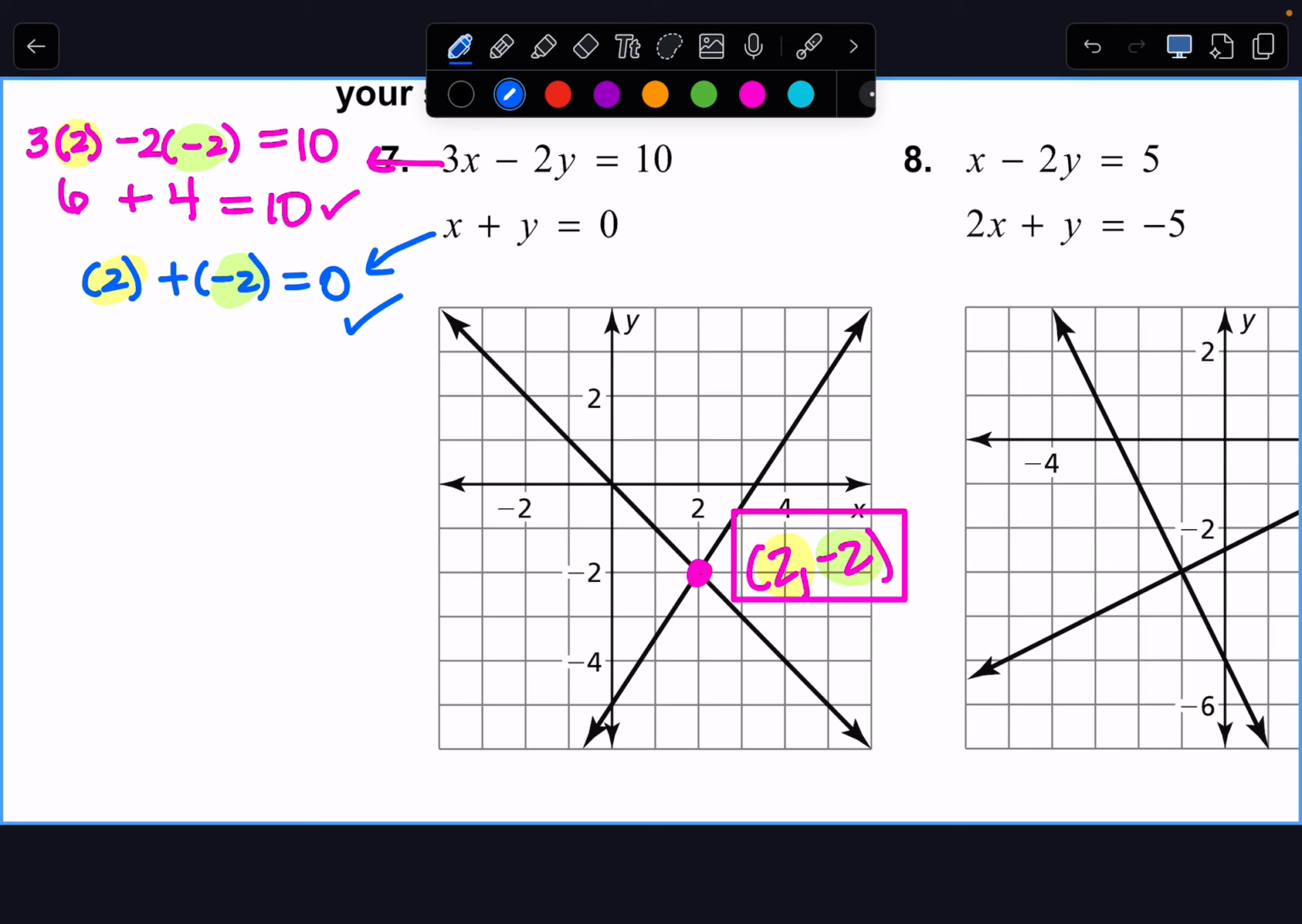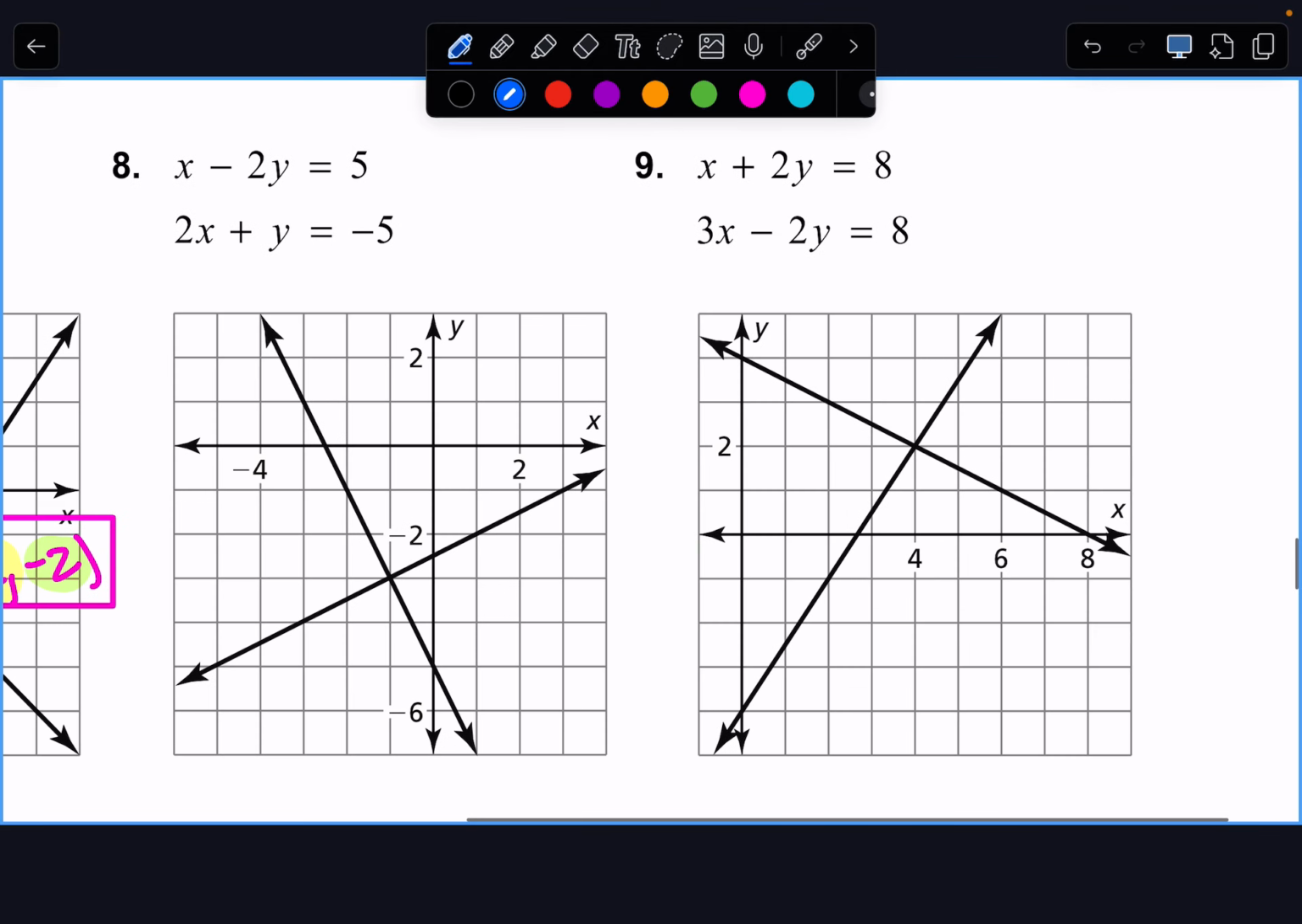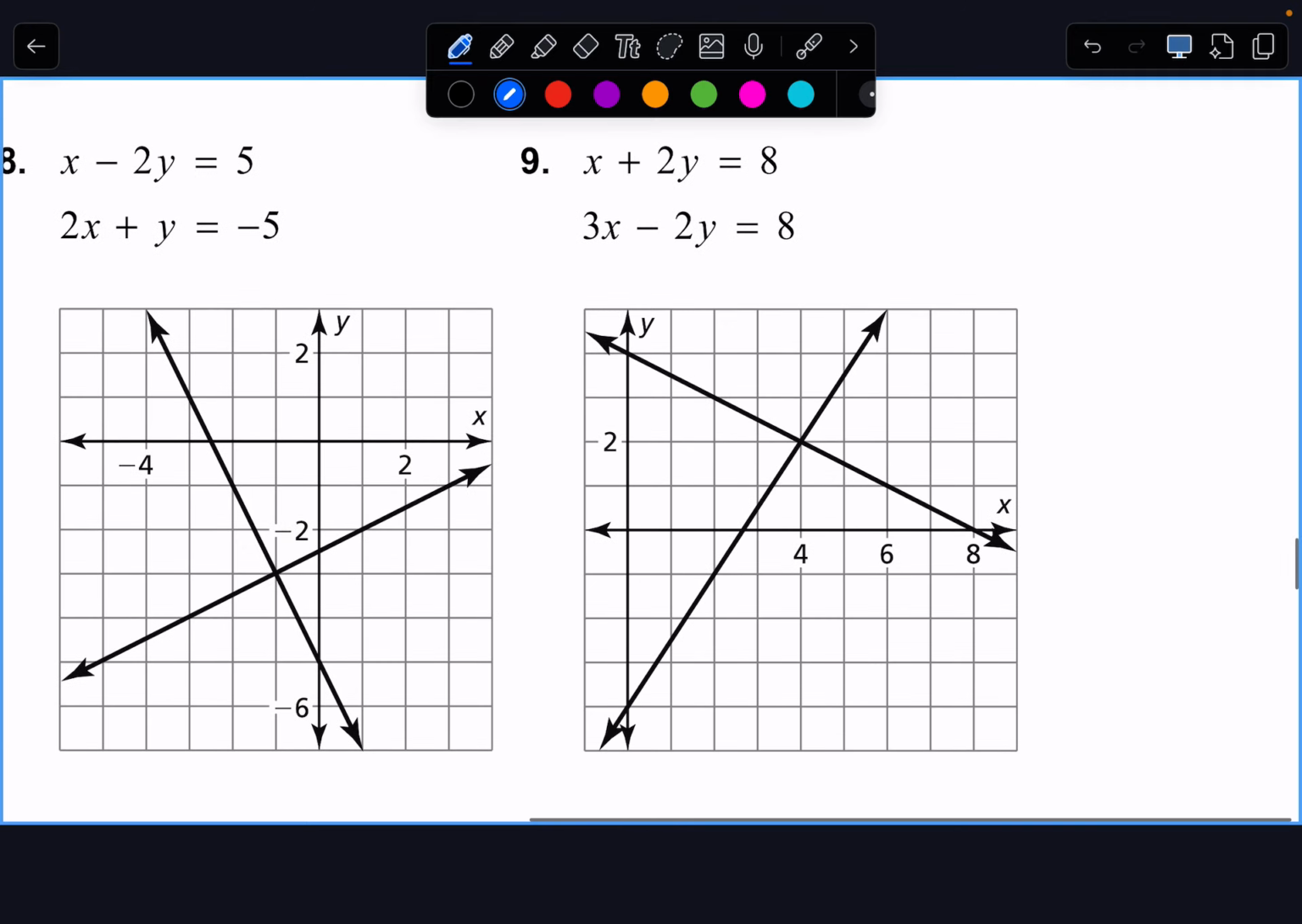Number one, it's where the two lines intersect. Number two, we checked it and it works for both. Okay, what I want you to do, find me the solution to number 8 and check it. You know what, let's do 9 just so we have more room. Find your solution to number 9 and check it.